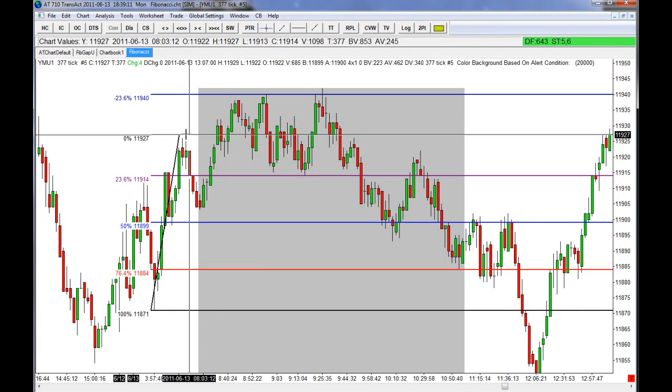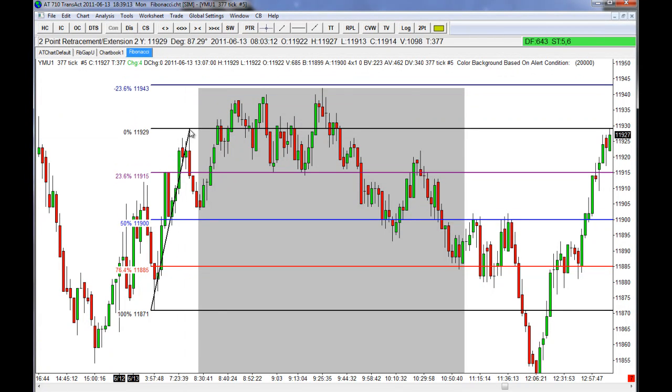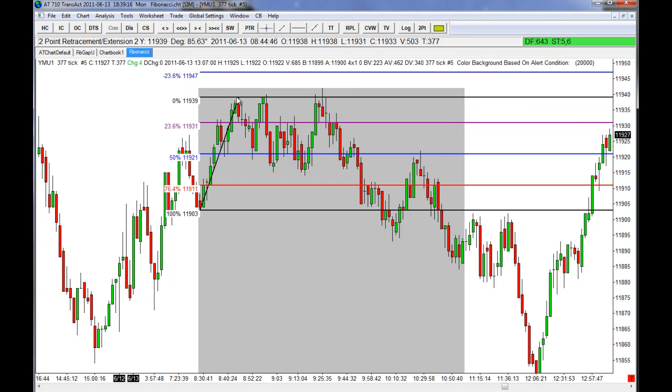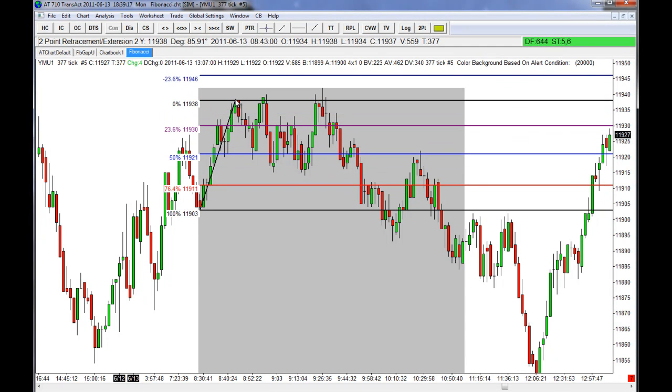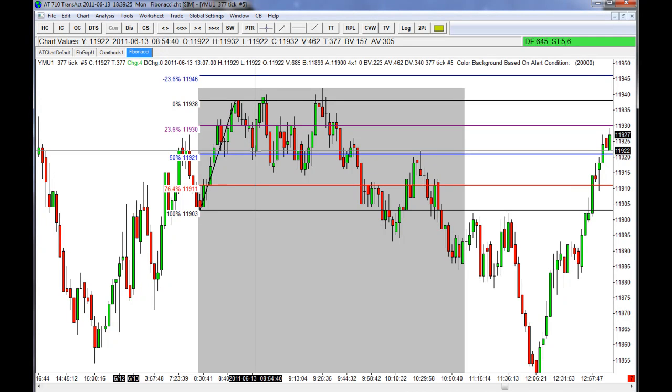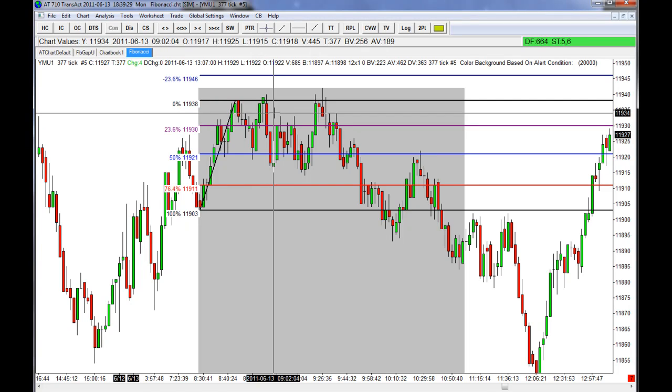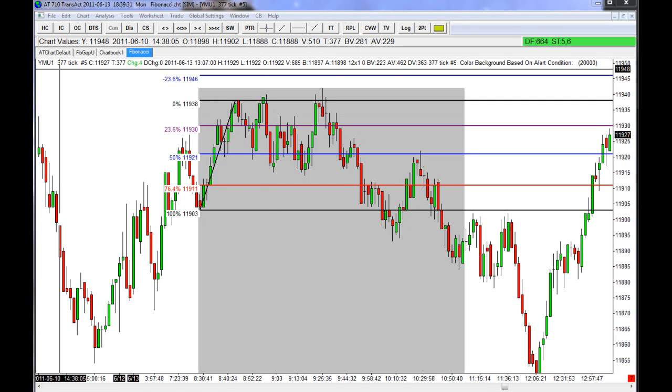So you could draw a new fib from this low to the new high. Okay, you'd get filled here at 119.22. Take profit at 119.30. So that's an 8 tick profit. Just some $40.